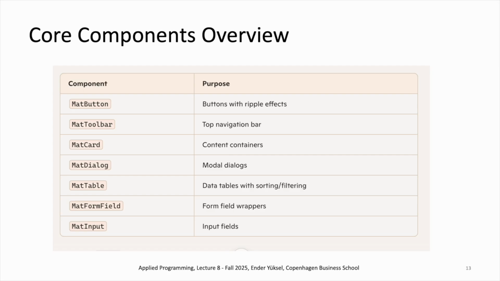A card is a container component used to display content like text, images, and actions in a structured format. It's ideal for dashboards, profile previews, and content blocks. Mat Dialog helps create modal dialogues. Mat Table is a powerful data table with sorting and filtering. Mat Form Field and Mat Input are essential for building forms. These components are designed to be accessible and responsive out of the box.